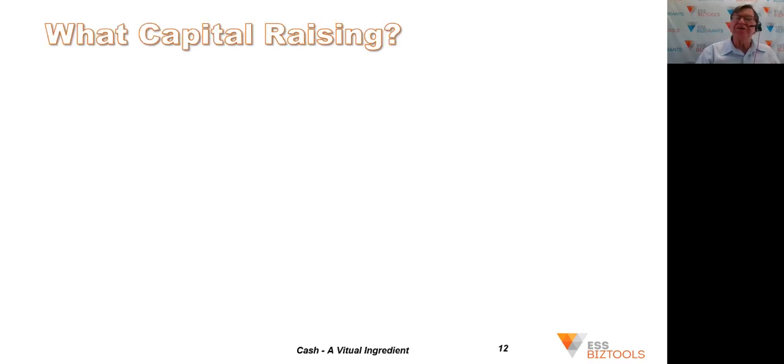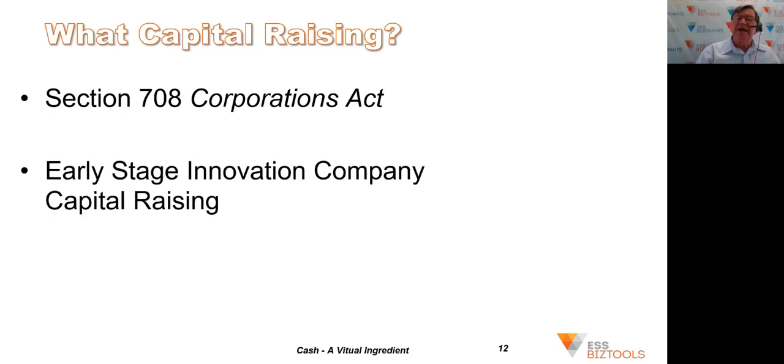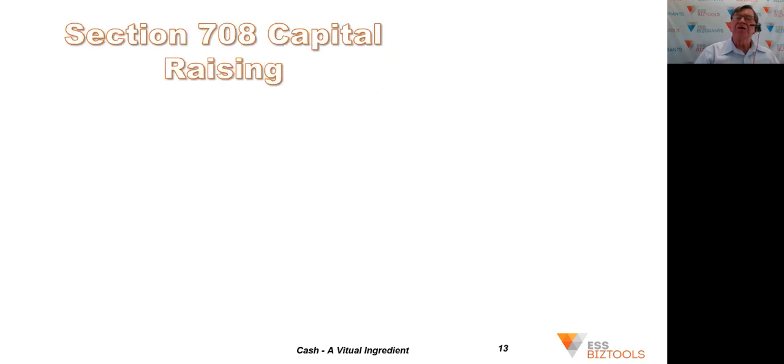One source has been available for 35 years, and that's Section 708 of the Corporations Act. It was introduced 35 years ago, and for a long time it was virtually there on its own. 2.5 years ago, early stage innovation company capital raising was introduced into the Australian corporate landscape. And it's a great help for a young company that's developed a new product, process, or service. We're going to talk a little bit more about each of these items in a moment. And crowdsource funding equity raising, which is about to celebrate its first year, first 12 months that it's been available for small businesses, which is on the 19th of October, next Saturday. It's 12 months since crowdsource funding became legal for small companies.